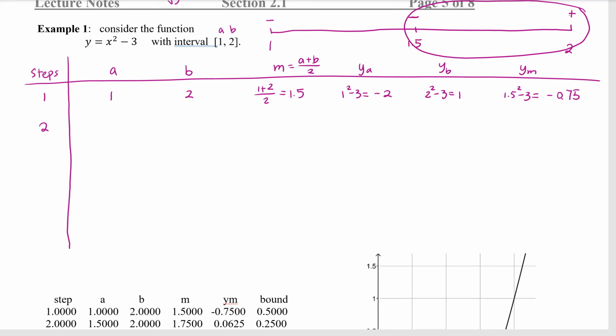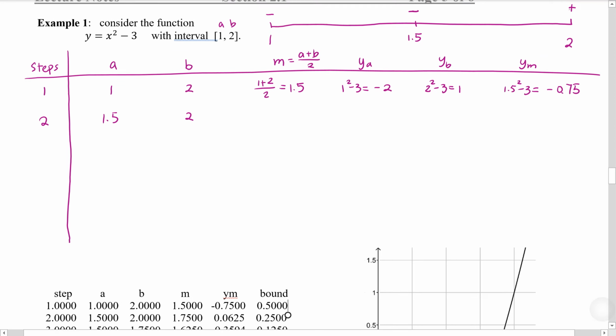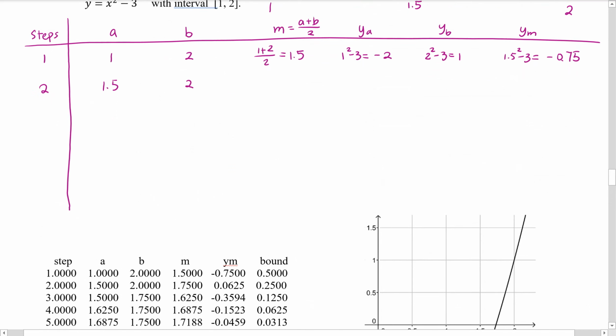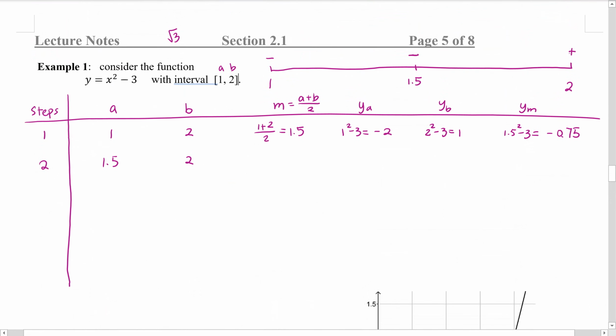So step 2, our A is the left endpoint, which is 1.5. The right endpoint is 2. So far so good. And what is the midpoint? What's the midpoint of 1.5 and 2? Well, that's 1.75, right? Is that okay, everybody? So M is 1.75.